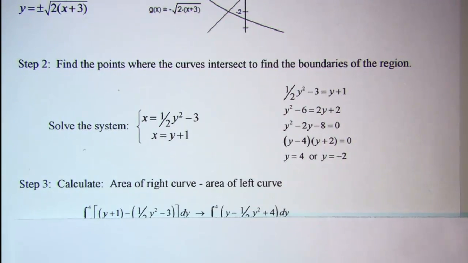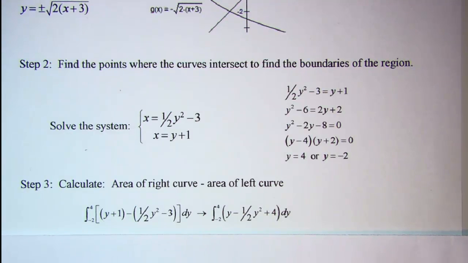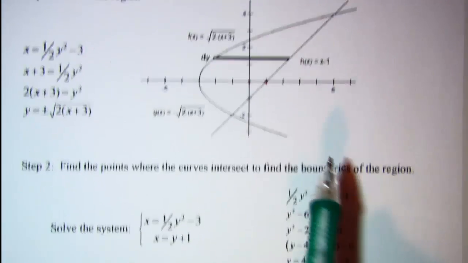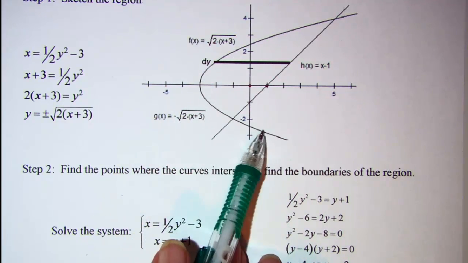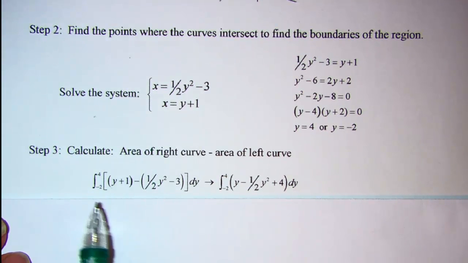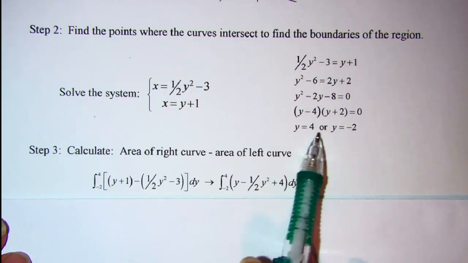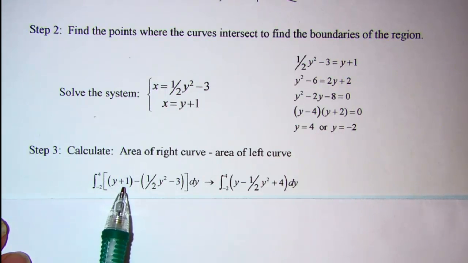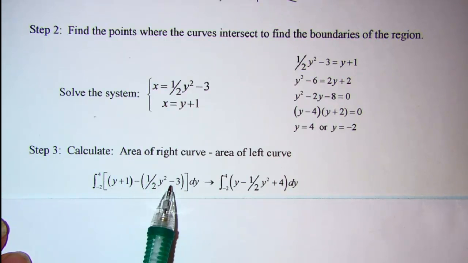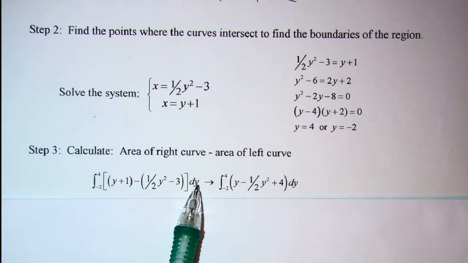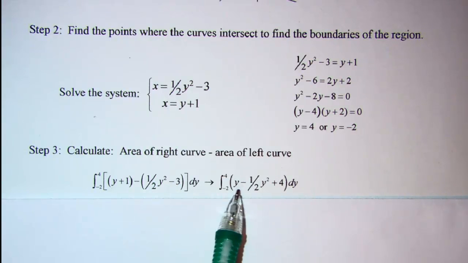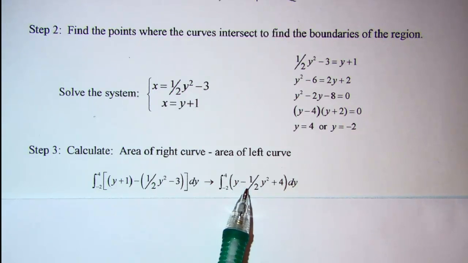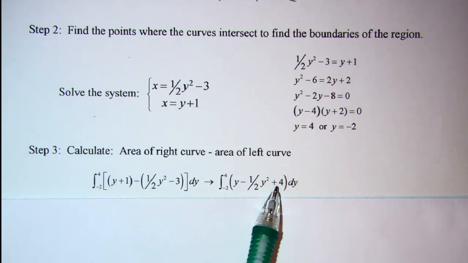Then we want to write our integration. In order to find the area, we want the right side, which is the line, subtract the left side, which is the curve. So we're integrating from -2 to 4, which is our two limits of integration, and then the line subtract the curve with respect to y. Now when we distribute this negative sign through the binomial and then combine like terms, we get y minus 1/2 y squared plus 4 dy.